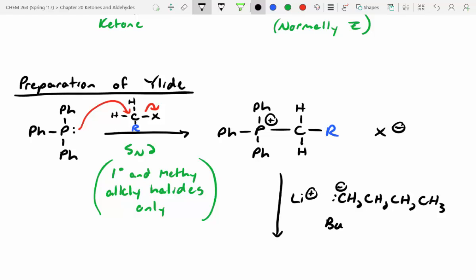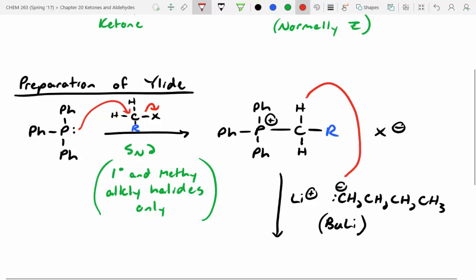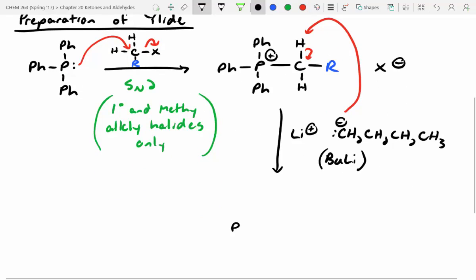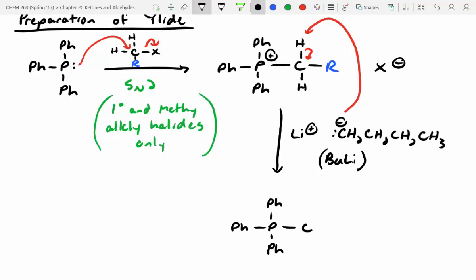Usually people just abbreviate this BuLi. And this is an excellent base. You can also use things like LDA or another strong base. However, usually in the book you see butyl lithium. I think it's just because it's cheap, easy, and relatively safe to handle. At this step, you're going to just pluck off this proton. And you're set and you're ready to go.